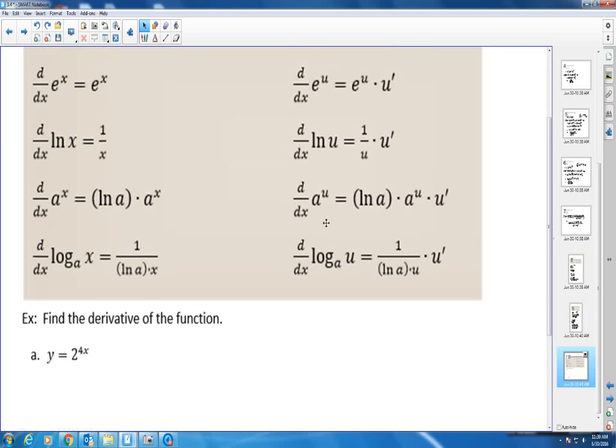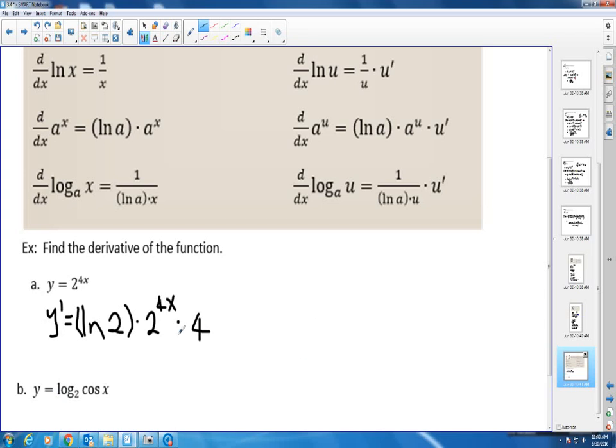Alright, a to the u power. So my u is 4x here. So when I take a derivative, that will be natural log of my base, so the natural log of 2, times a to the u, that means itself here, 2 to the 4x, then times derivative u prime, and u prime was the 4x. Derivative of 4x is just going to be 4.